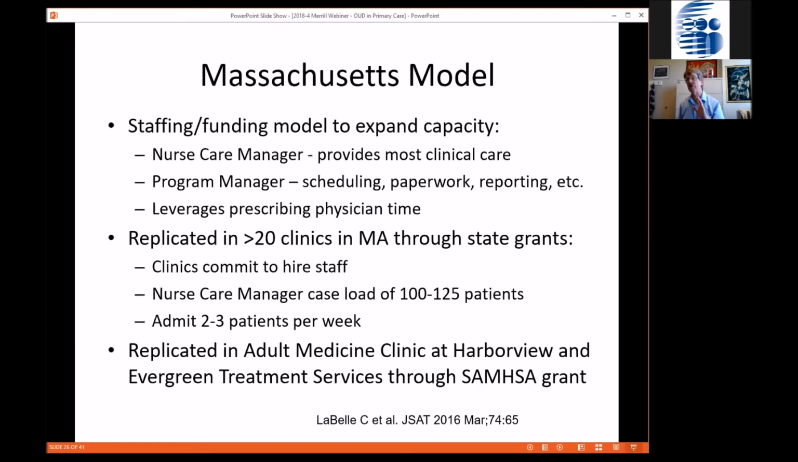So the Massachusetts model, I'm going to talk in a little more detail about that. It's a program which is a staffing model. You have a nurse care manager providing most of the clinical care, and a program manager helping with screening on the phone, scheduling, and a lot of the paperwork and reporting, and really it makes it easy on the docs.